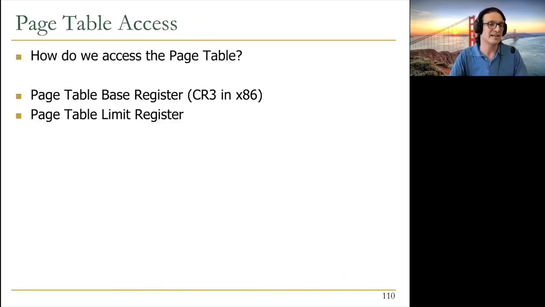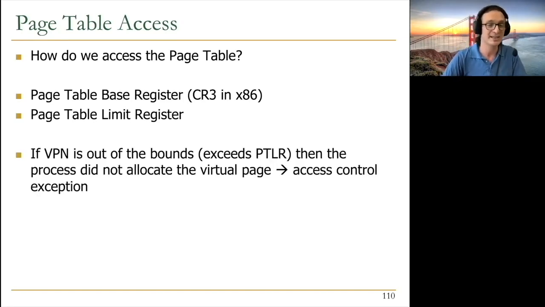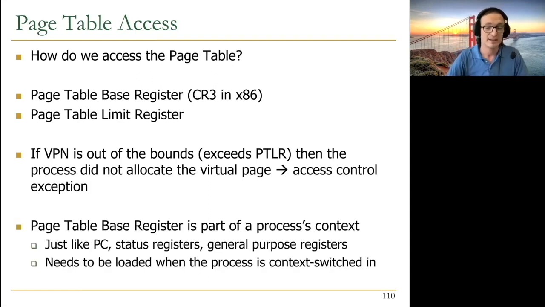And we discussed how to do the page table access. There's a page table base register. There's also a page table limit register so that you don't exceed the virtual memory that you're accessing. If the virtual page number is out of bounds, if it exceeds the page table limit register, then the process did not allocate the virtual page. So there's an access control exception that happens based on that as well. So there's hardware checks. x86 actually has segmentation also, as we discussed in the last lecture, which is a different level of protection, but it's not as important today. That's why we don't talk about it as much.